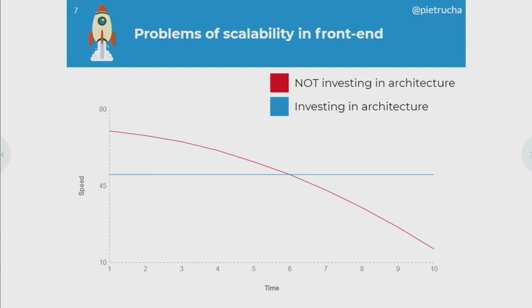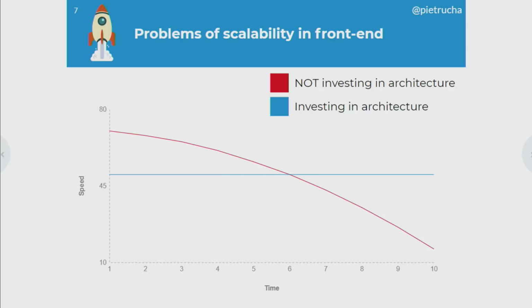This axis here is the speed, and this is the time. If you think about the application that you are building and you don't invest in good foundations because it's too heavy and you don't want to introduce so many rules, you are going very fast. But after some time, the speed of developing new features is going down and the maintenance efforts are growing. So what we want to achieve is this blue line.